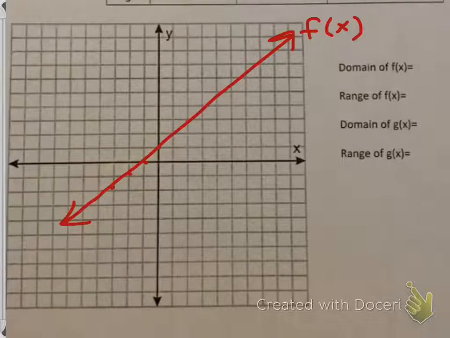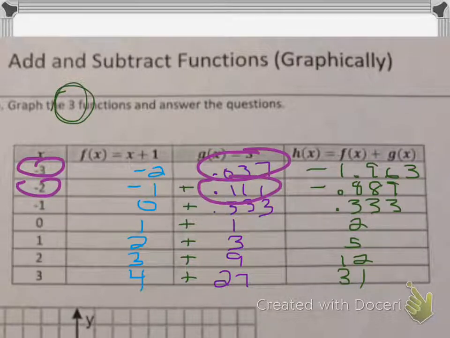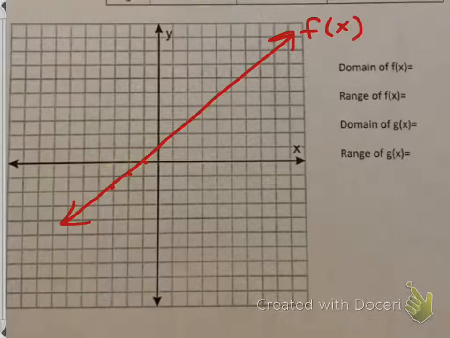Now I'm going to change colors and we'll do our g of x function. So our g of x function, if we're going to go back and look at our ordered pairs, we're actually using -3 with -0.037, -2 with 0.111. We're going that direction now on our ordered pairs. So we're going to be -3 and then just barely up at all. And then we're going to be -2. And we're 0.111, so a little bit higher.